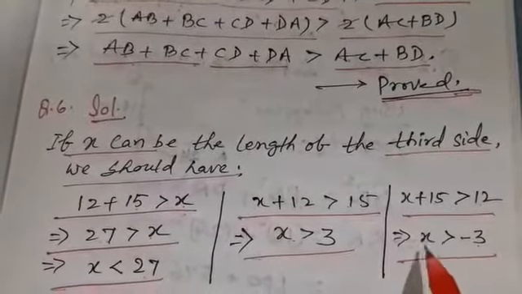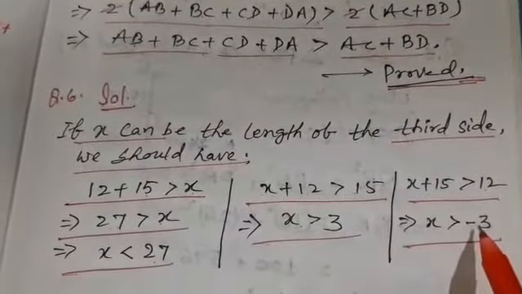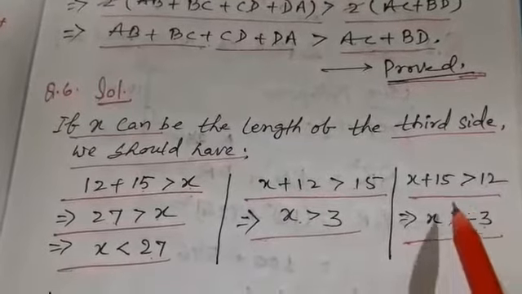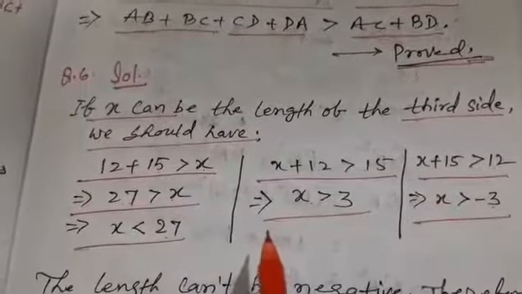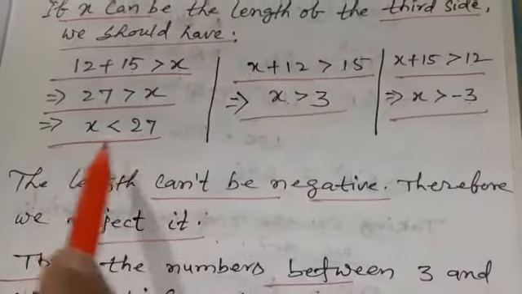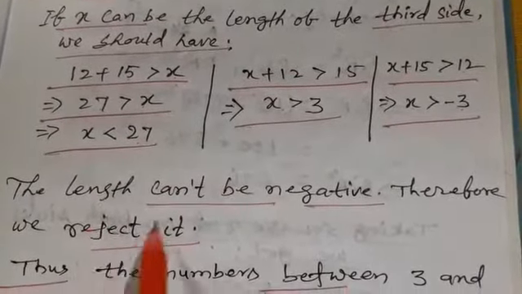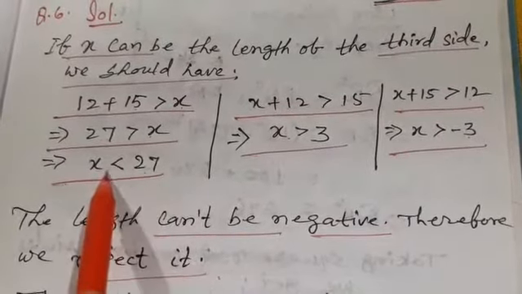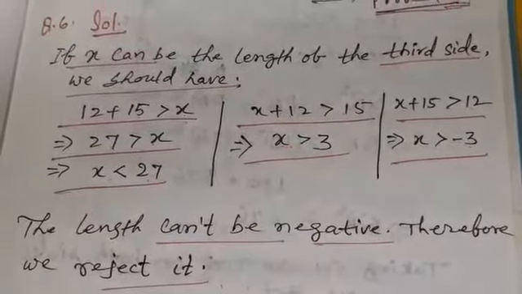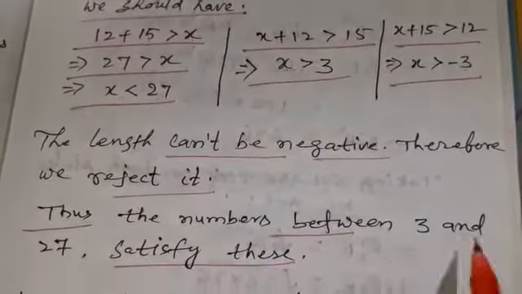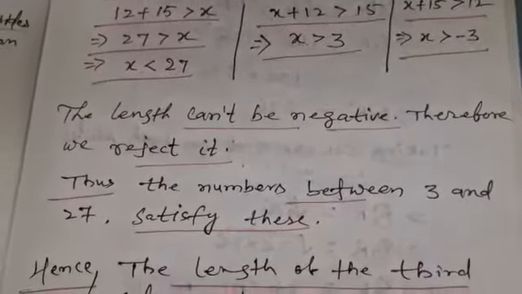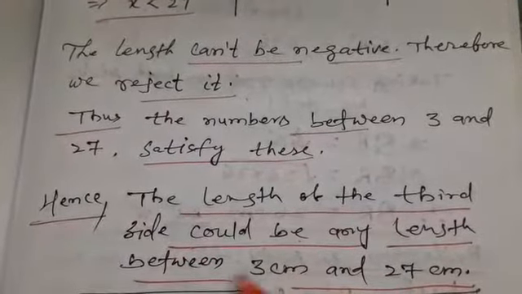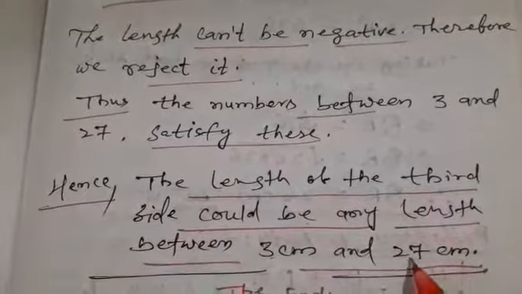And another situation, we also write x plus 15 is greater than the third side 12, and in this situation it becomes x is greater than minus 3, but as we know the length cannot be negative, so we reject it. Now two situations are to be considered. Thus the length of the third side will be smaller than 27 but greater than 3, and the numbers between 3 and 27 satisfy this, and finally we can say the length of the third side could be any length between 3 centimeter and 27 centimeter.